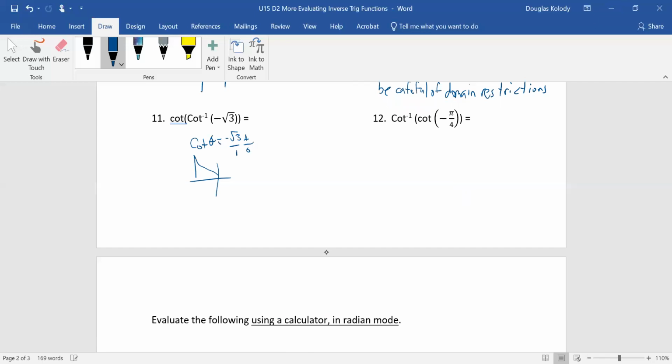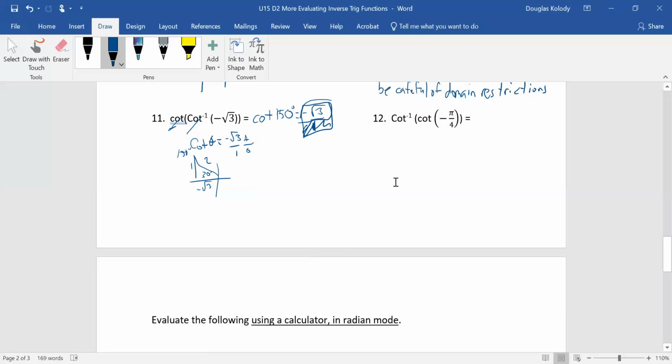So adjacent is negative root 3. This is 1. Across from the 1 is always the 30. What's 30 degrees up from 180? 150. That's the ugliest 150 I ever drew, but what's the cotangent of 150 degrees? Notice it's lowercase cotangent here. By the way, this is 2 right there. The cotangent is negative root 3 over 1. So guess what? We fell within the domain restrictions. We got back what we started with. Basically, these two trig functions just canceled one another out. And because I was within the domain restrictions, I just got back what I started with.